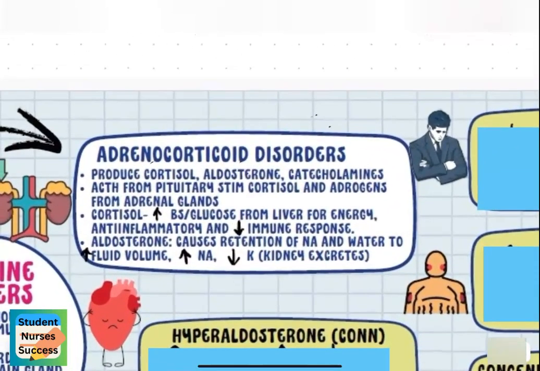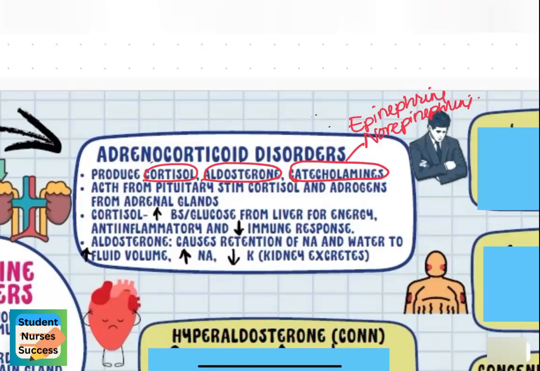But as always, it's important to know what the hormones do, and then we can talk about having too much or too little of the hormones. So remember, your adrenal glands produce cortisol, aldosterone, and the catecholamines. And the catecholamines are epinephrine and norepinephrine. Now, ACTH is the stimulating hormone that's released from the pituitary. And when that is released, it stimulates the production of cortisol and androgens from the adrenal glands.